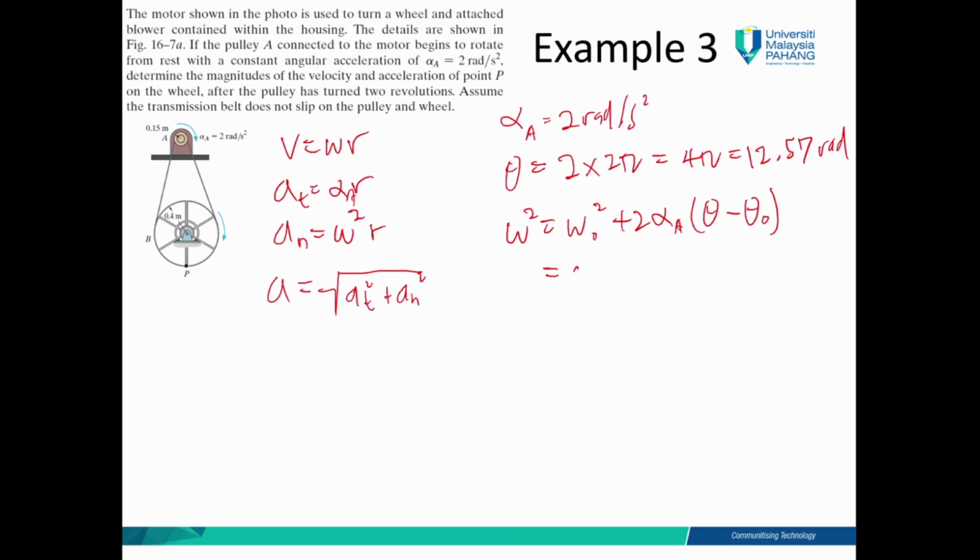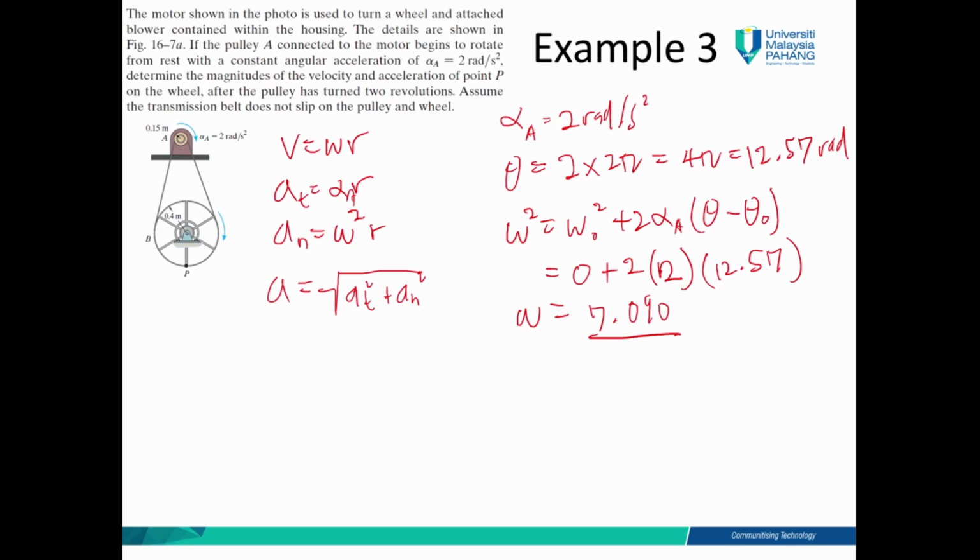So getting out your information, 2 times 2 times 12.57, which, if you find the angular velocity, you should get 7.090. Don't forget, you need to find the square root after you calculated this. So find the square root, you should get 7.090.